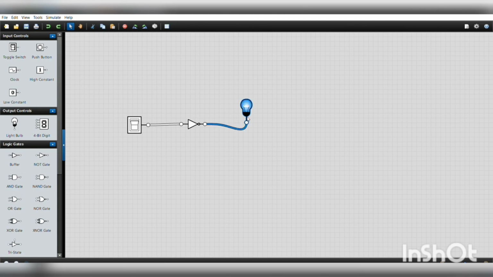Here, as we know, when your switch is in the off mode, that is your input is 0, your NOT gate inverts the input, right? So you get the output as 1, that is your light bulb glows. When I turn on the switch, your input becomes 1. When it goes through the NOT gate, your input gets inverted and your output becomes 0, that is your light bulb doesn't glow.